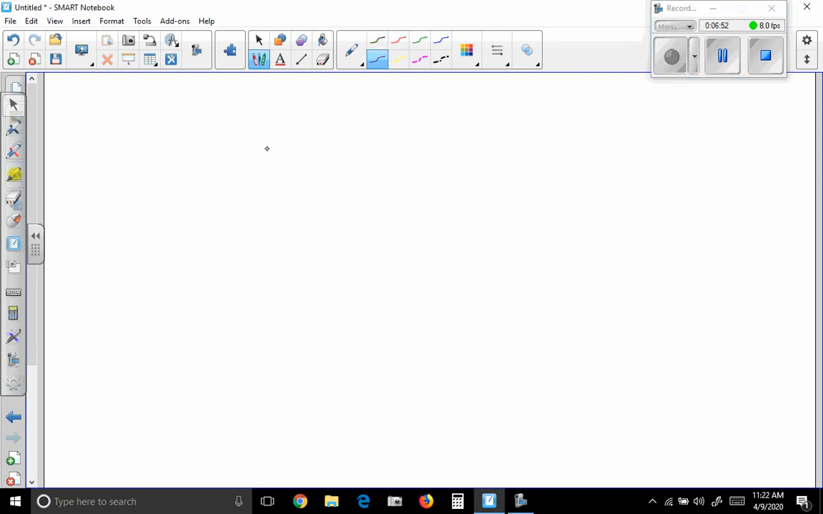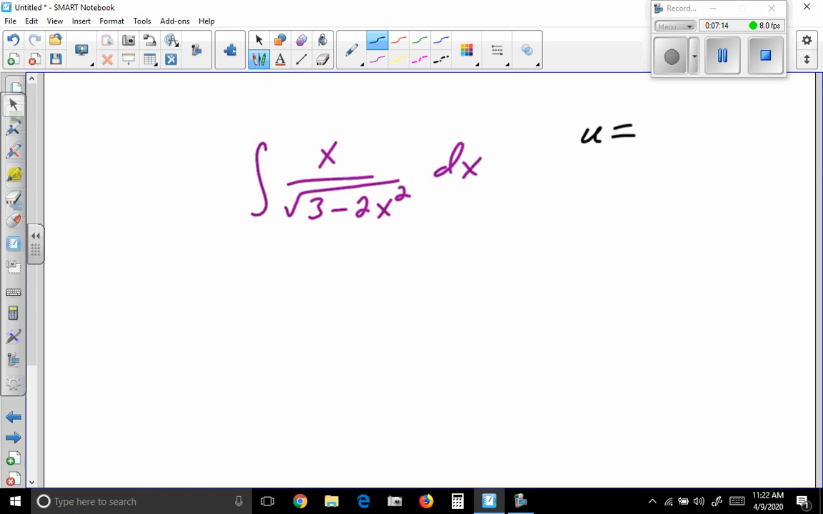So let's continue working some examples. So let's look at the integral of x over the square root of 3 minus 2x squared dx. So if we continue thinking about the inside function being what we're substituting, then our inside function would be 3 minus 2x squared. So that would make du, the derivative of 3 is 0. The derivative of 2x squared is 4x dx.